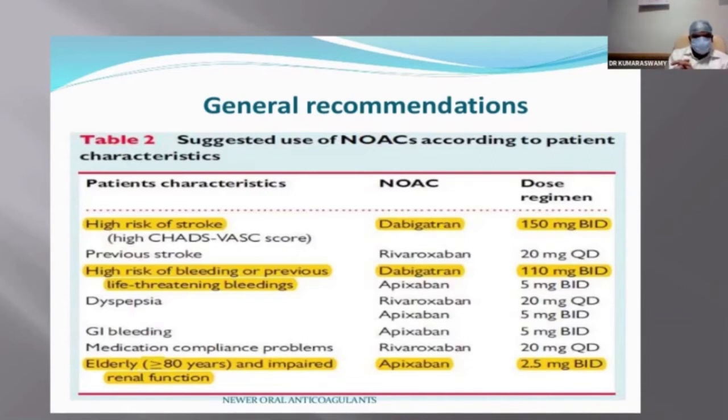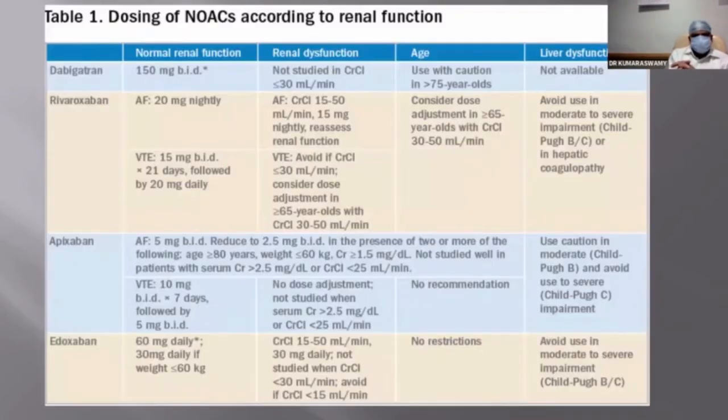And there is a medical compliance problem. Some people who are not able to take BD, I think you can go for rivaroxaban. There is an OD dose. And in the elderly, more than 80 years, and if there is renal dysfunction, I think you can prefer apixaban at a lower dose, 2.5 mg BD. Next. And this again is dosing of NOACs according to renal as well as liver dysfunction.